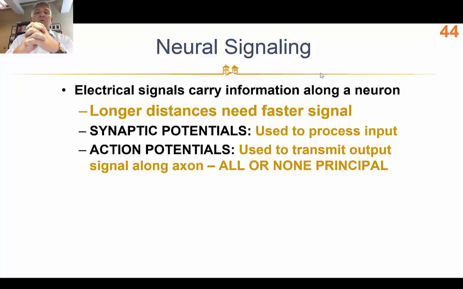Okay. There are 2 types of electrical signals that we're going to talk about next week. Synaptic potentials. These are electrical signals at the synapse. These are what are used to process input. And action potentials. You can associate the A with action with the A with axon. These are going to be the electrical outputs that are sent down the axon. Those outputs are binary, meaning they're on or off. And it's an all or none principle, meaning they can't be bigger, they can't be smaller. It's just on or off, on or off.